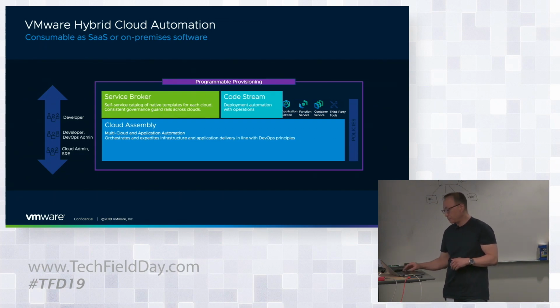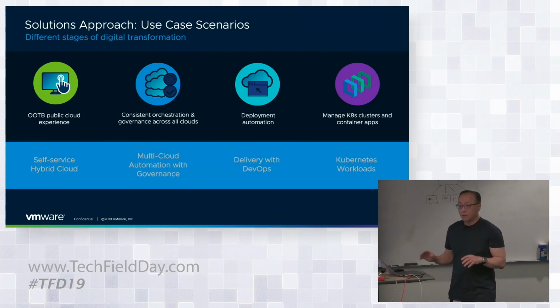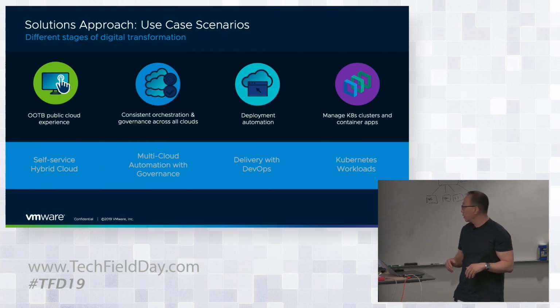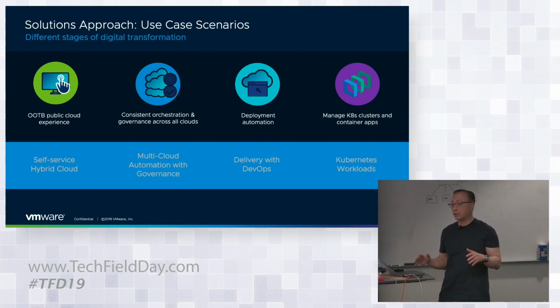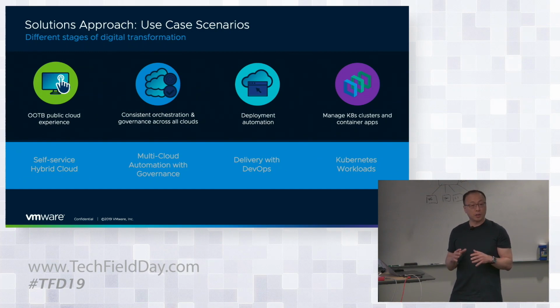One thing I'll leave you with is the fact that our customers are using cloud automation services for four key use cases, right? And so what are those use cases? Self-service hybrid cloud, right? Offering an out-of-the-box public cloud experience within the enterprise. Multi-cloud automation with governance, a consistent orchestration and governance layer across the multiple public clouds that you're deploying your workloads to. Delivery with DevOps, right? Deployment automation, and the ability to manage Kubernetes clusters and containers applications using a common automation layer. So these are the four use cases that our customers are primarily looking for to be using our cloud automation services with, and we'll go into a lot more details about each one of these today.